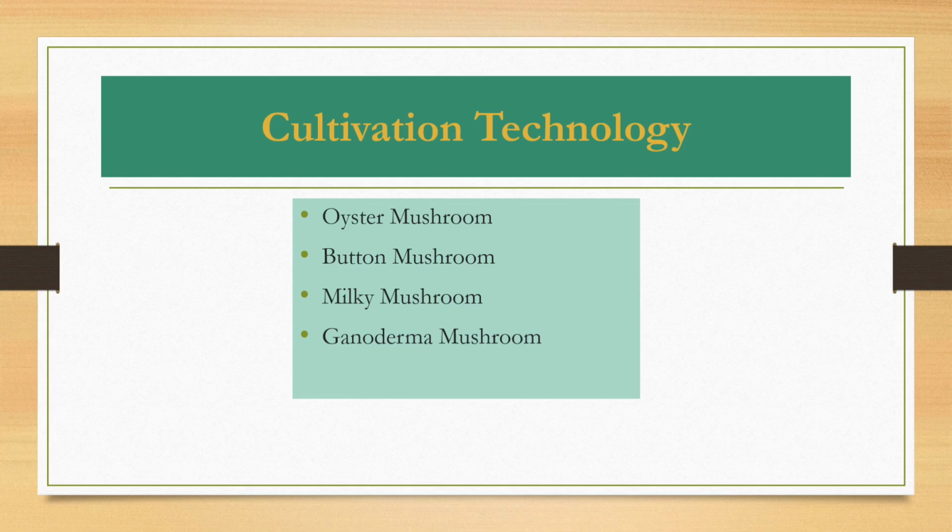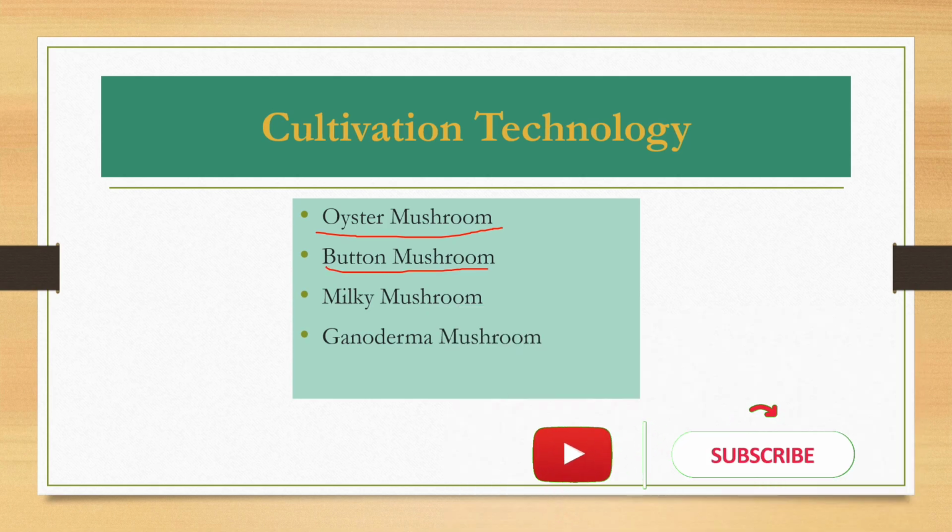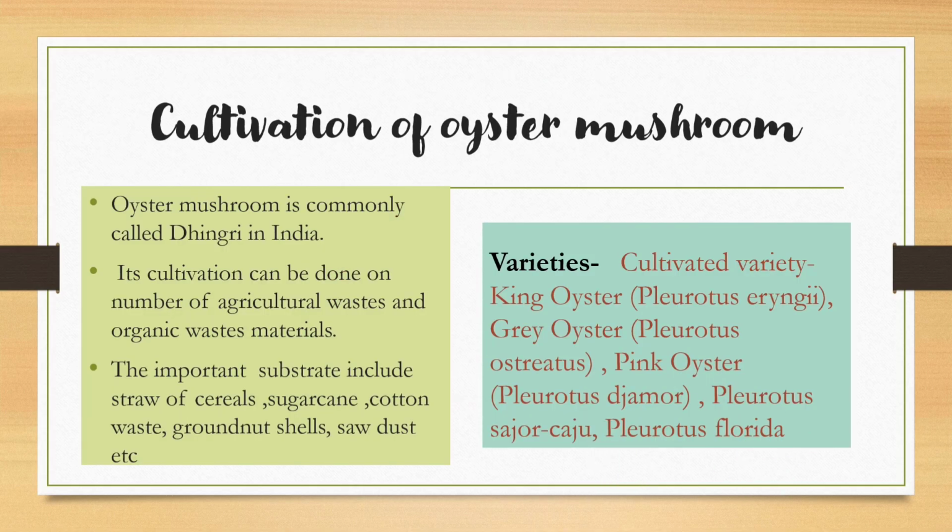Now coming to the cultivation technology, I will be talking about 4 different types of cultivation, that is oyster mushroom, button mushroom, milky mushroom and Ganoderma mushroom cultivation. Next, coming to the cultivation of oyster mushroom. Oyster mushroom has been standardized on locally available substrates. Oyster mushroom, also known as Pleurotus ostreatus, is commonly called dingri in India. It has an oyster-like shape, because of which it is popularly known as oyster mushroom. Its cultivation can be done on a number of agricultural waste and organic waste materials.